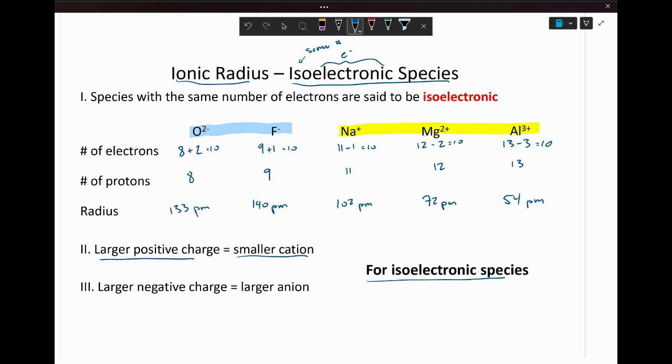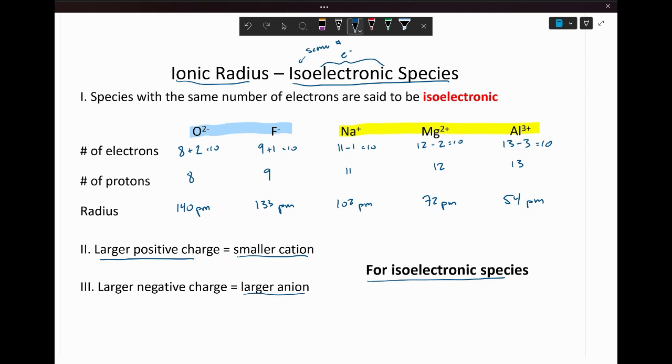So actually, I made an error here. These should be switched. So this should make a little bit more sense. For oxygen, its radius is actually 140 picometers, and fluorine is 133 picometers. So now it should work with what we have below, saying that the larger the negative charge, oxygen having that largest negative charge, the larger the anion.